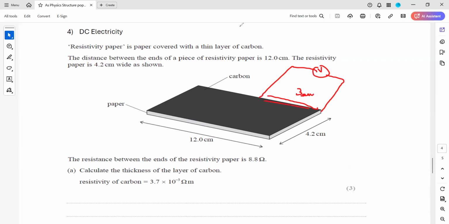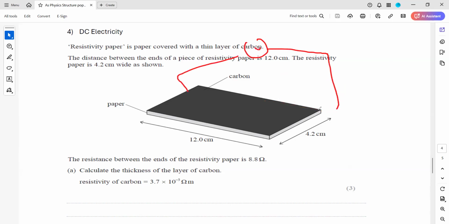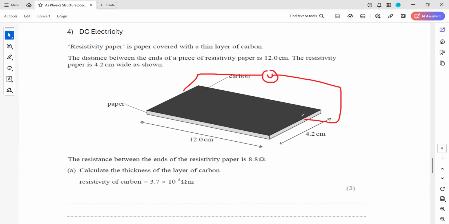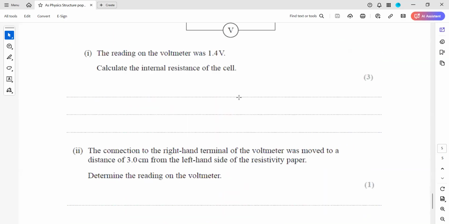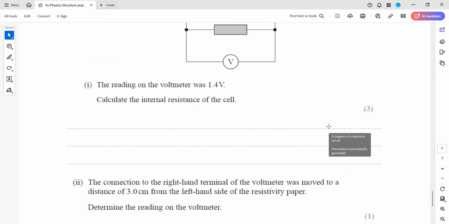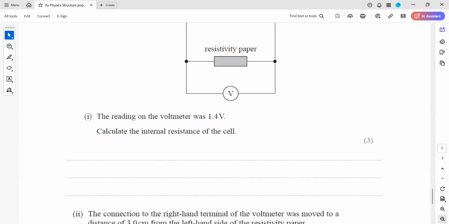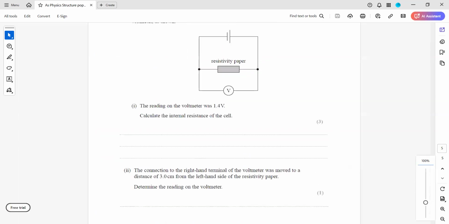First, it was connected here from one end to another. But now what they said is, we move it so that it is connected only 3 centimeter from this point. So we need the reading of the voltmeter. It's the same concept as a potential divider circuit. So the ratio of the voltage and the ratio of the resistance will be the same.